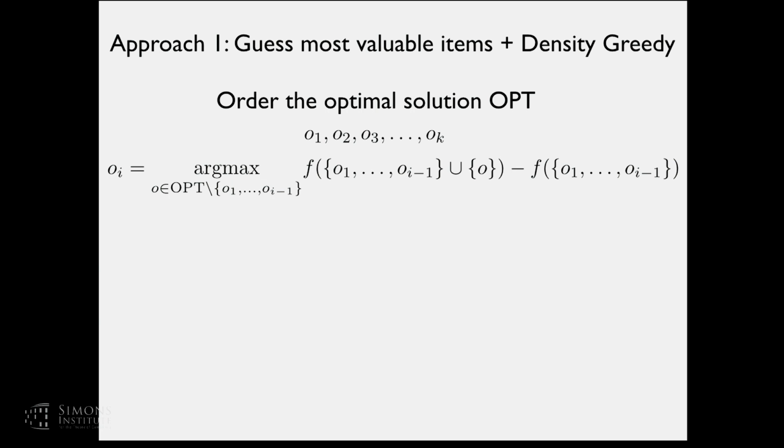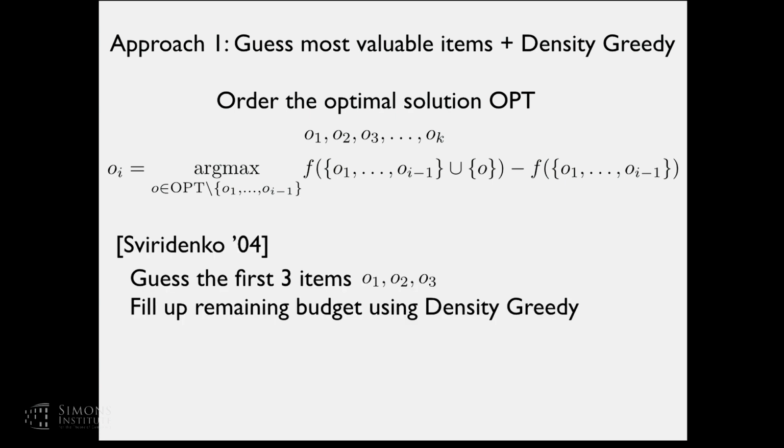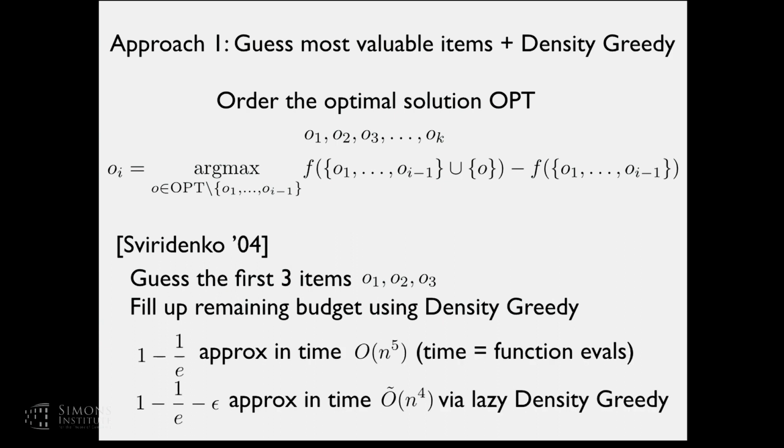So what are the valuable items? You can think of it as the first few items being the most valuable. As we go further along in this ordering, the marginal gain of each of these items starts to decrease more and more. So what we can show is that it suffices to guess the first 3 items in this ordering. These will be the most valuable items that we really want to make sure we have. And after that, we can simply use density greedy. And this suffices to give us a 1 minus 1 over e approximation.